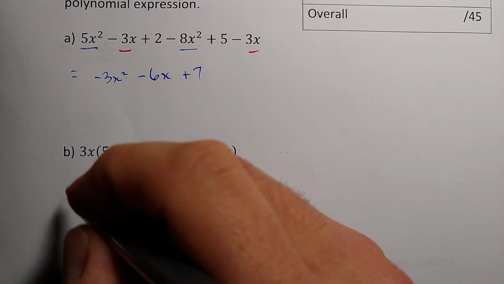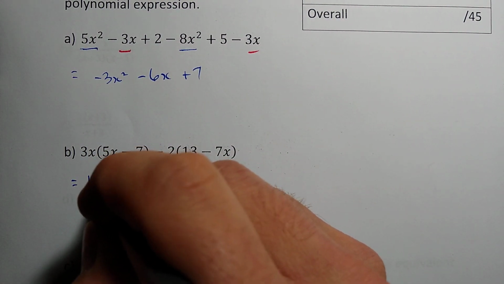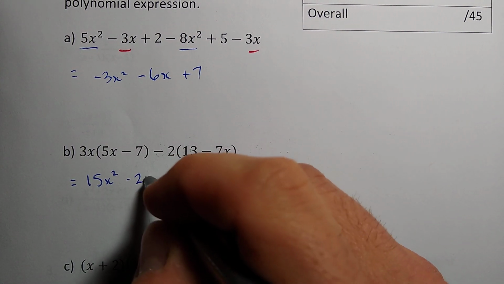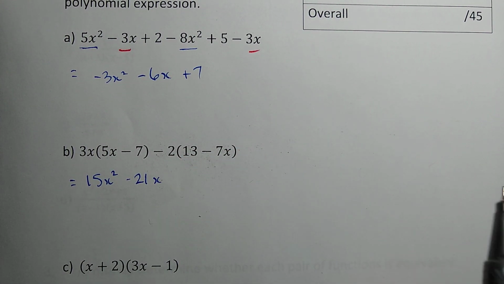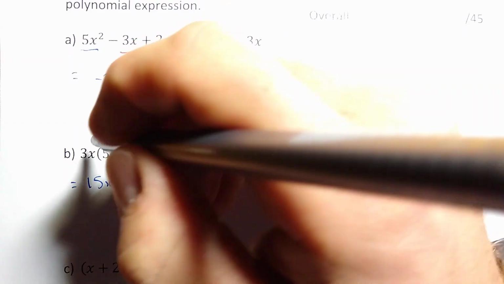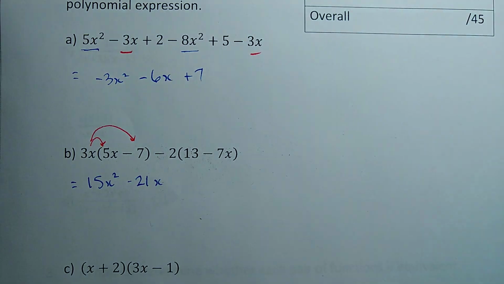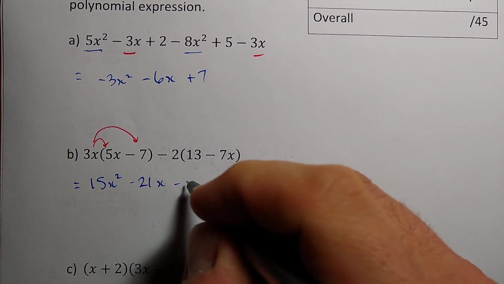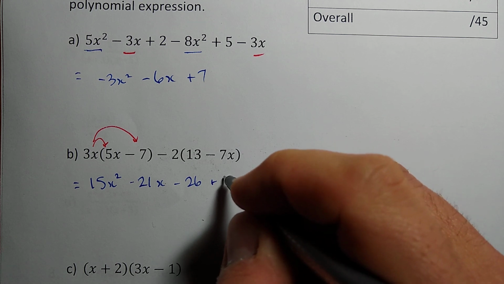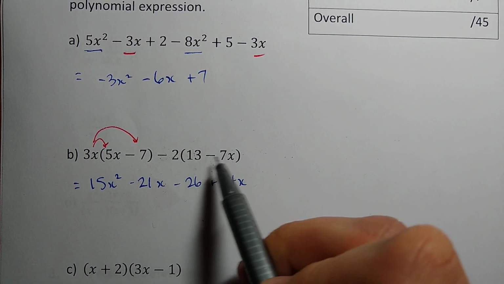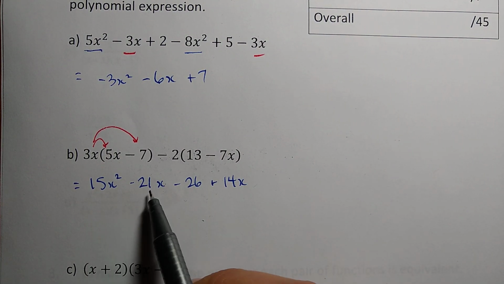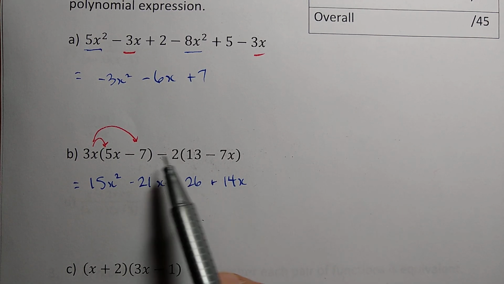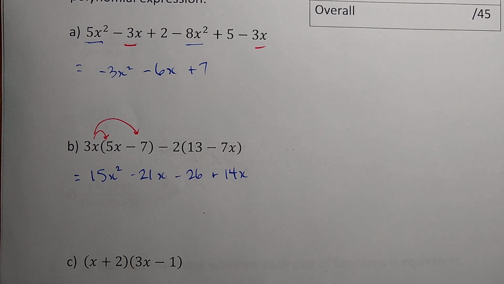Let's keep going. I'm not going to take a real long time with any of these. This is 15x squared minus 21x. So that's using the distributive property to multiply here and here. And then I'm going to continue with the distributive property. Two more terms. We'll get negative 26 and a positive 14x. Negative 2 times each of these terms. So 1, 2, 3, 4 terms in the end. We started with 1, 2, 3, 4 terms in brackets, each one multiplied. So we still have 4 terms.